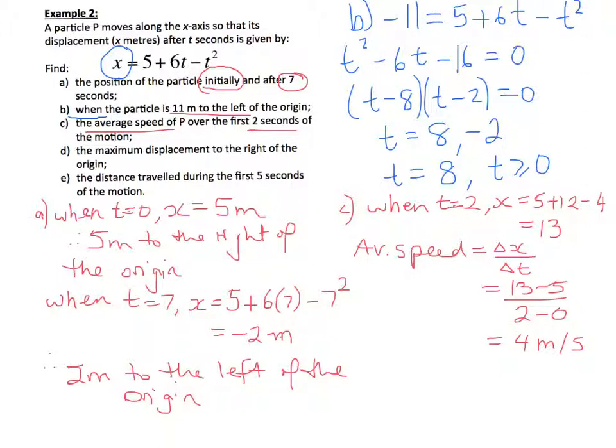All right, part D, the maximum displacement to the right of the origin. Remember, the particle is moving up and down from the origin. It starts 5 metres to the right of the origin, moves out and comes back. So how far does it go before it turns around and comes back? The point at which it stops and turns is when the velocity equals 0. So we can find when the velocity equals 0 and then substitute that time back into our equation to find the actual displacement.